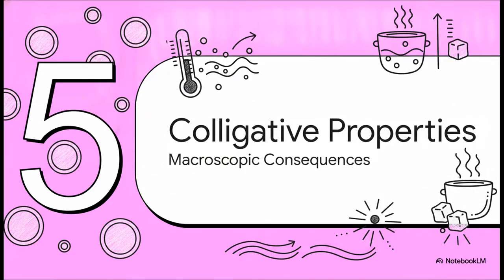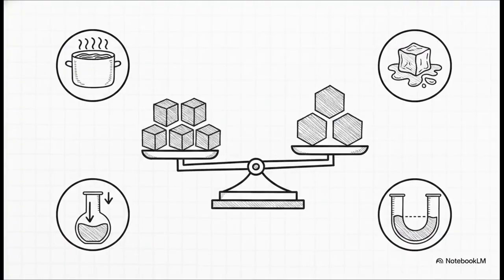Let's wrap things up with Section 5, Colligative Properties Explained. These four colligative properties are incredibly unique. Why? Because they depend purely on the number of solute particles dissolved in the solvent. They completely ignore the chemical identity of the solute itself. It does not care if you dissolve salt or sugar. If you have the exact same number of particles, you will lower the vapor pressure, raise the boiling point, lower the freezing point, and increase the osmotic pressure by the exact same amount.